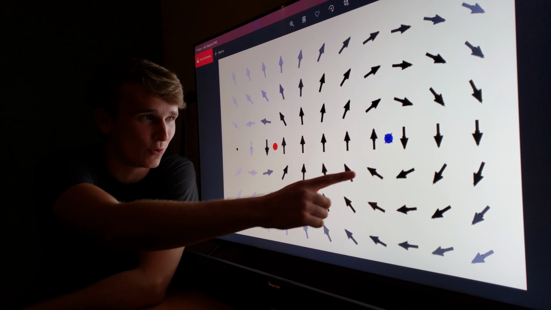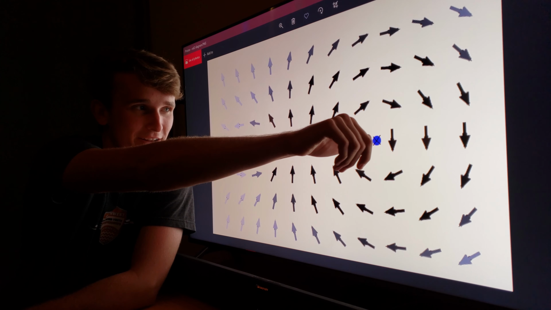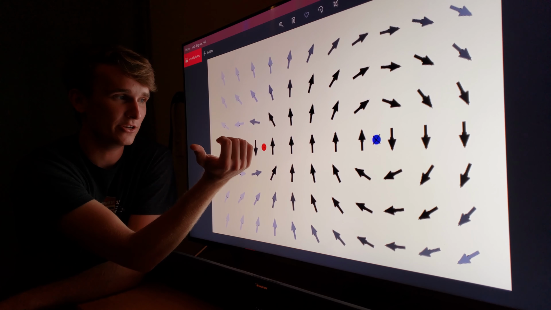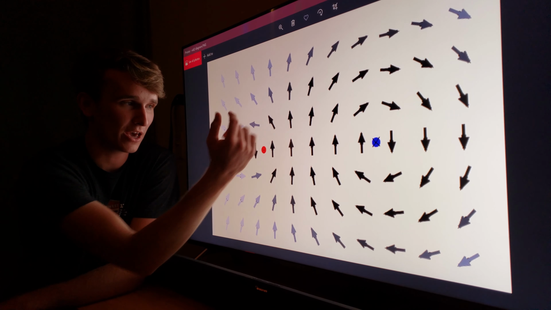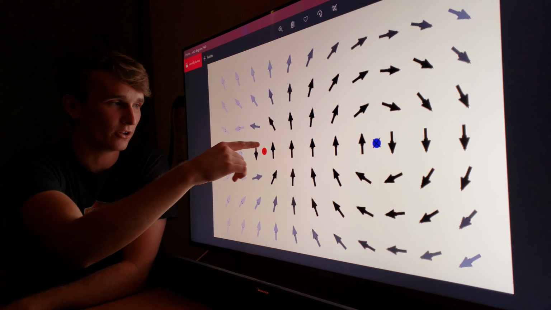Okay, so we have one current that is going into the page. And using the right-hand rule, we can see that we have a magnetic field that is going in the clockwise direction. Our second current is coming out of the page. Using the right-hand rule again, we see that we have a magnetic field going in the counterclockwise direction.